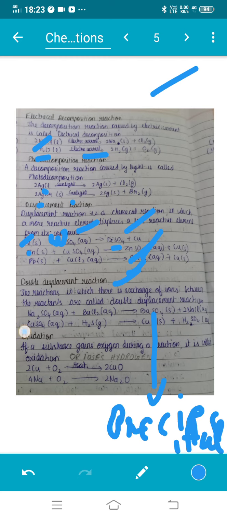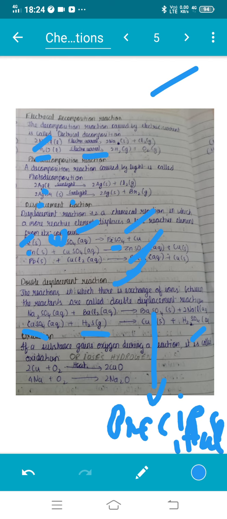We can take another example: CuSO4 plus H2S gives CuS plus H2SO4. This is copper sulfate, this is hydrogen sulfide, and the products are copper sulfide and sulfuric acid. So these are two types of reactions.